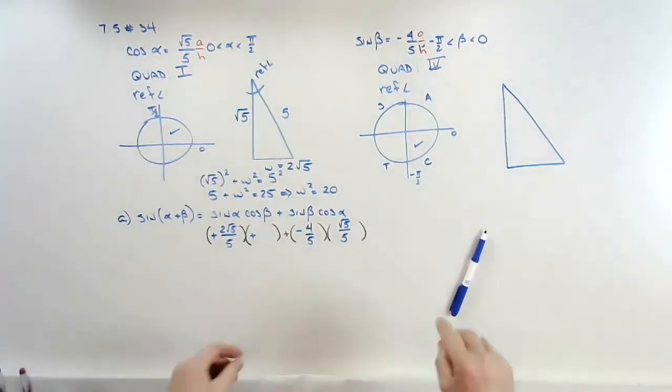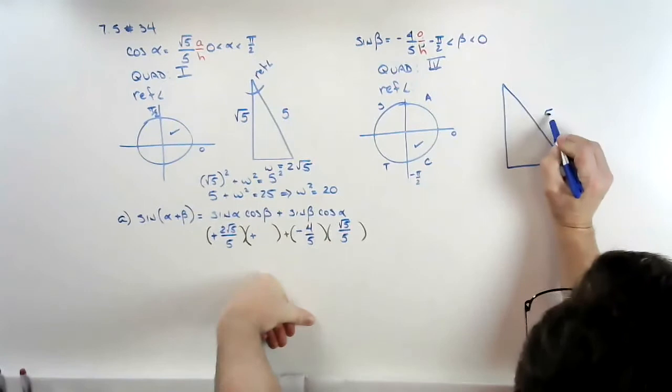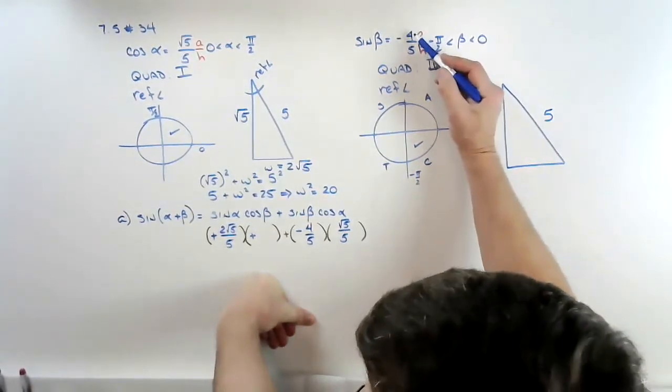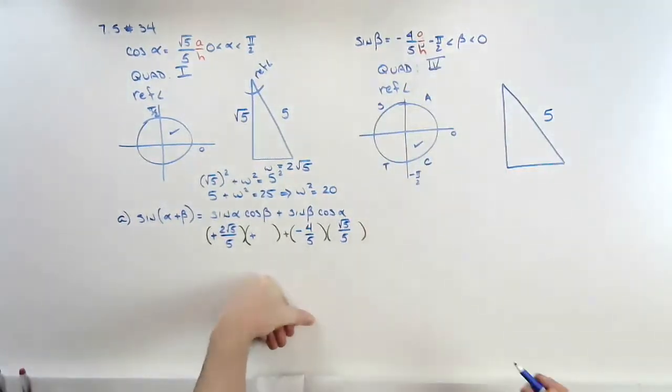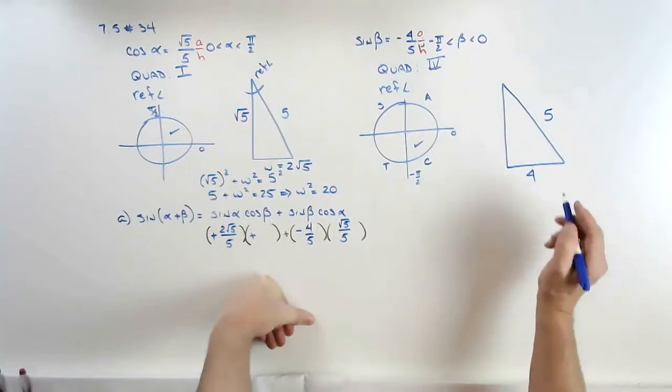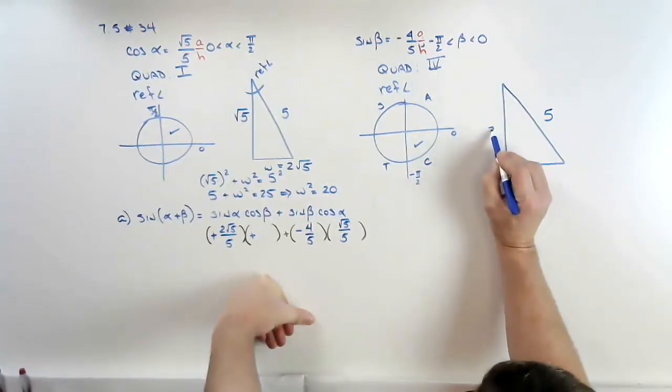So our hypotenuse is 5. One of the legs has to be 4. So we just pick a leg. We just pick one. Maybe we pick this one. We call this one 4. We know this triangle. This leg is 3.